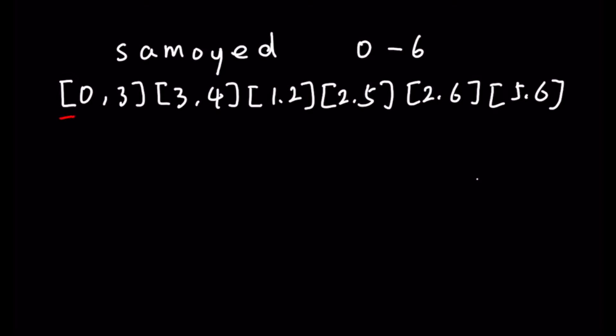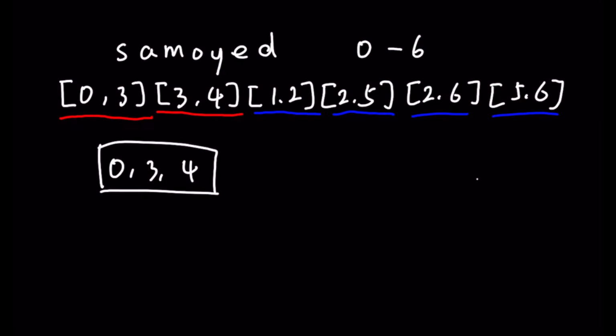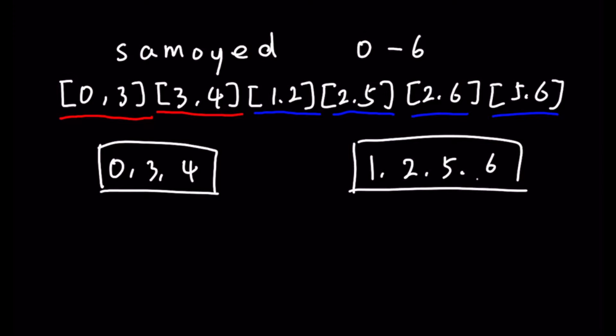We can see that 0, 3, and 3, 4, they share the same index 3, and 1, 2, 2, 5, 2, 6, and 5, 6, they share at least one same index. Therefore, we can say index 0, 3, and 4 are in the same group, and index 1, 2, 5, and 6 are in another group.